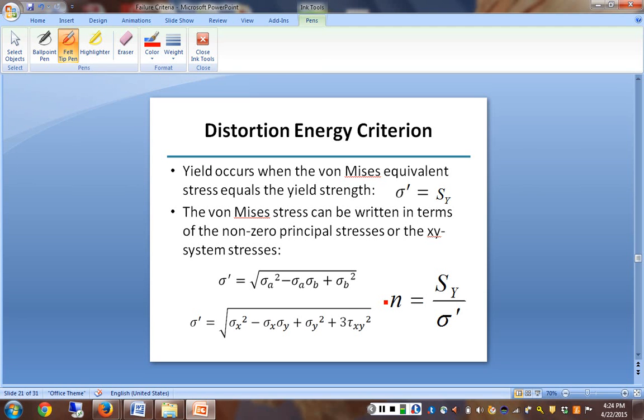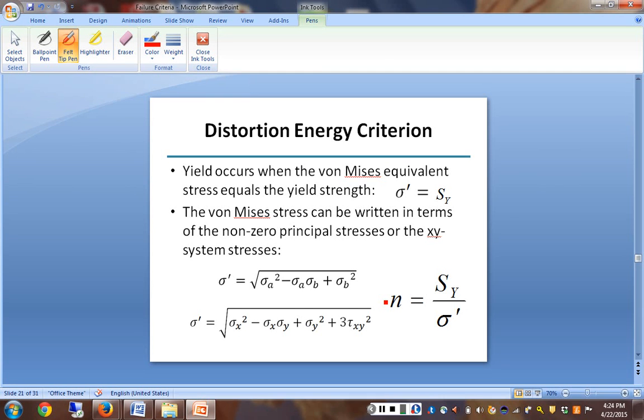Remember, we could end up with the porcupine cube. We could end up with all of those, but in here we're only ever going to end up with those. And so your sigma x, your sigma y, and your tau xy, your untransformed stress state, you can go directly into this formula and get a von Mises equivalent.